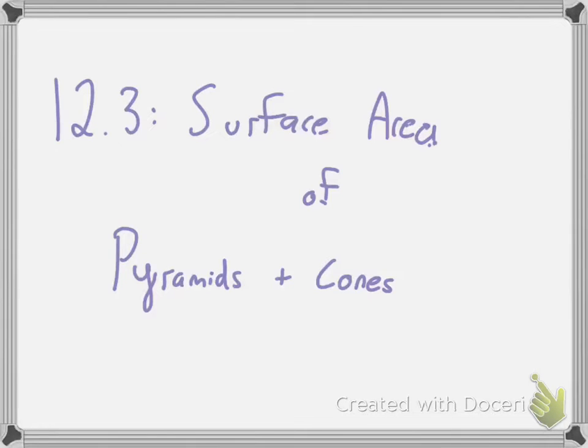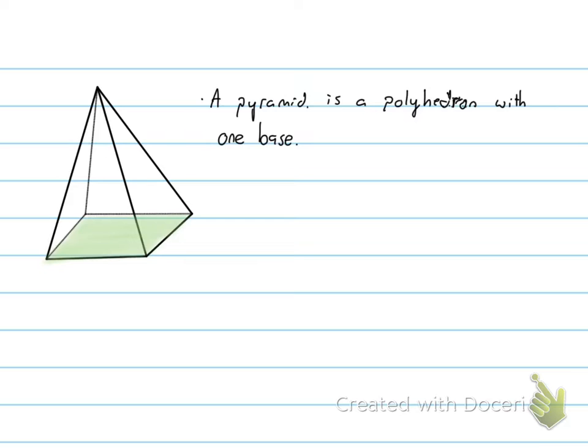In section 12.3, we're going to be talking about the surface area of pyramids and cones. So a pyramid is a polyhedron with one base. The big difference here is that in a prism we have two bases and they're parallel. In a pyramid, we have one base. All other faces we call the lateral faces.